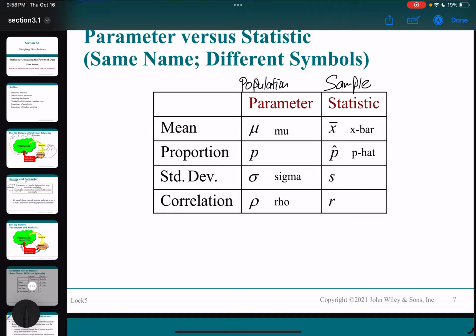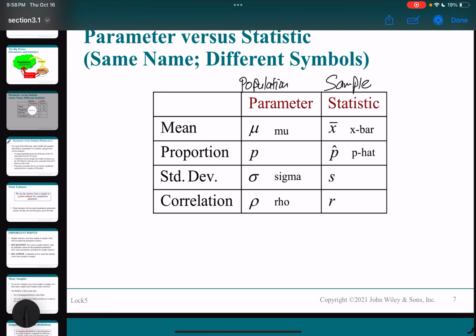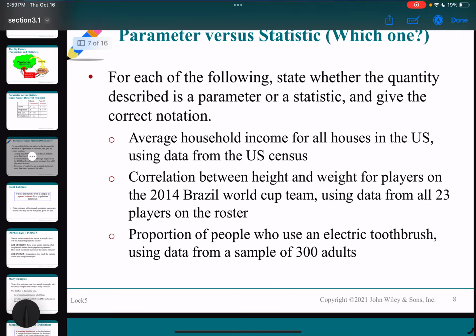Throughout this course you should remember these notations, because in statistics notation plays a big role. Whenever you use mu instead of x bar while dealing with a sample, your answer is going to be wrong. So you have to know what you are dealing with. If it is a population, you have to stick with the parameters. If it's a sample, you have to stick with the statistics.